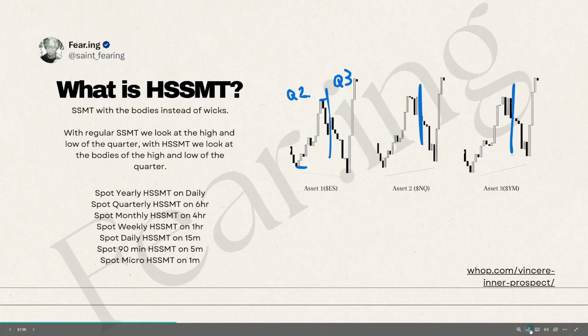Now that is how we use it. Again, same thing with sequential SMT, it's not just any random body within here. It is the lowest point and the highest point of that specified quarter.